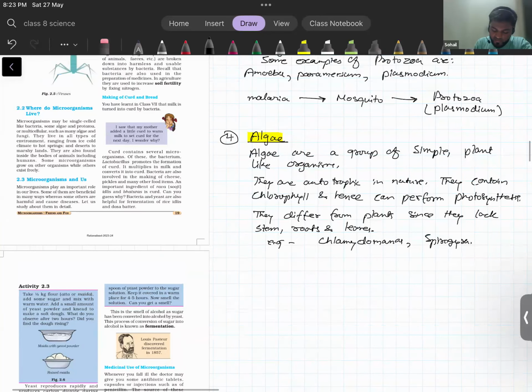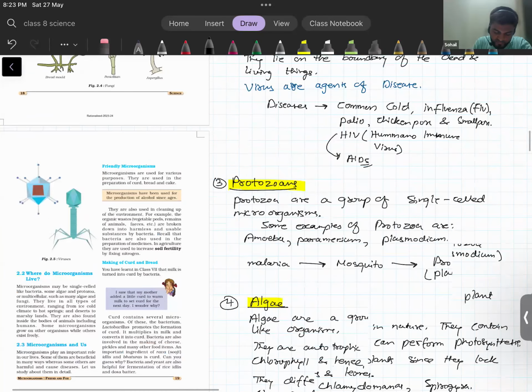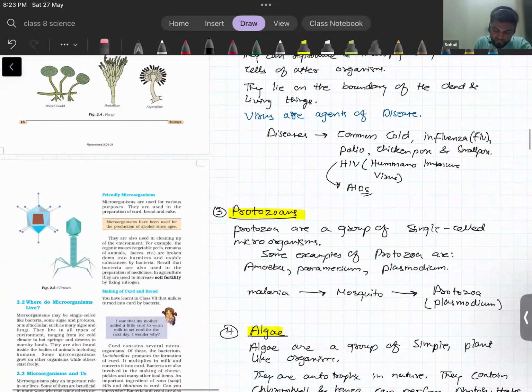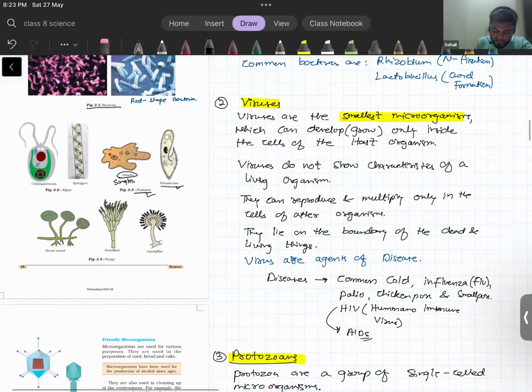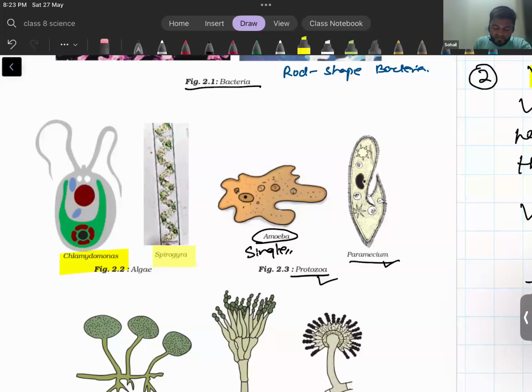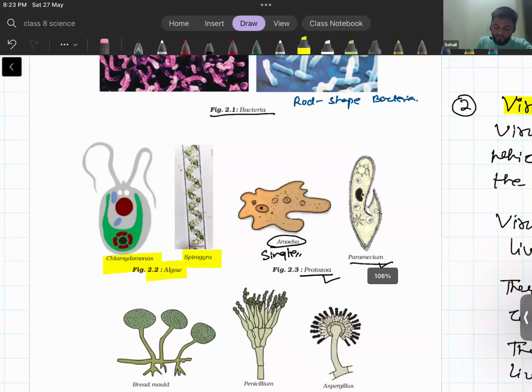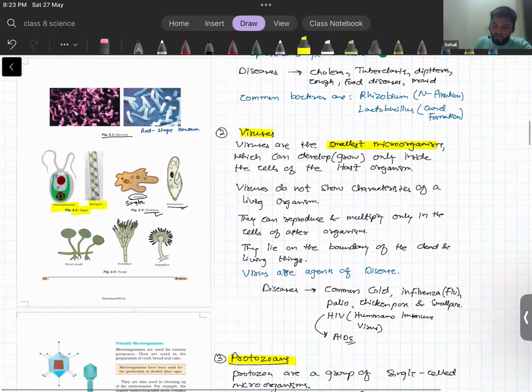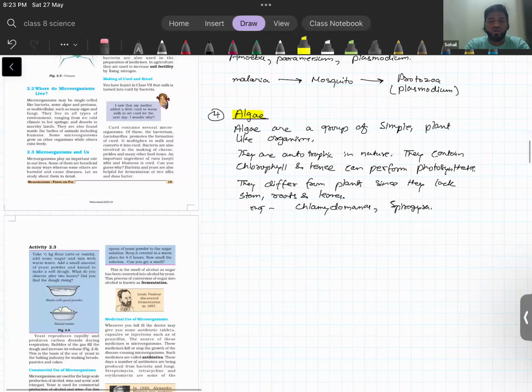Okay. So, have a look at algae here, the diagram of algae here. See this one. Chlamydomonas and Spirogyra. These are examples of what? Algae. Okay. You see, are algae known to spread diseases? Can they spread disease? Or are they harmful for nature? No, sir.